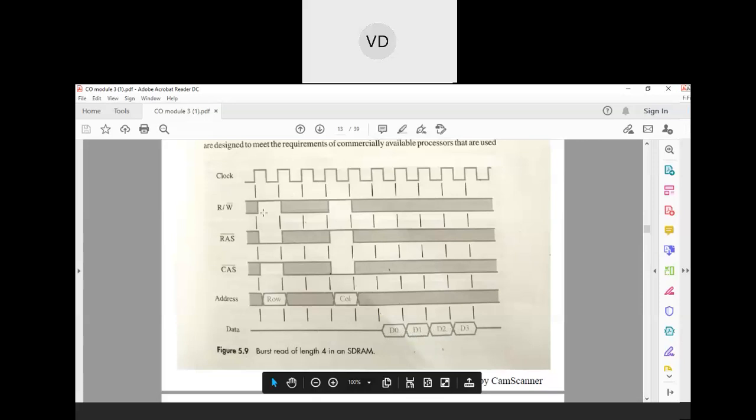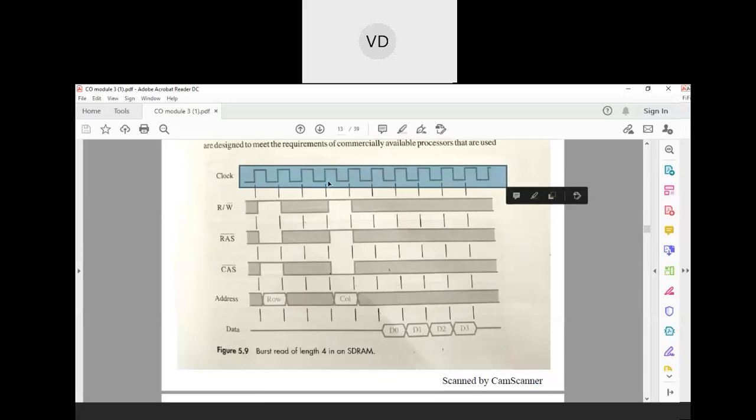Now you can see the read/write signal, RAS signal, CAS, address and data, all of them are working under the same common clock signal here. So they are called synchronous dynamic RAMs. Synchronous dynamic RAMs means all of them are working under the control of a single clock signal.